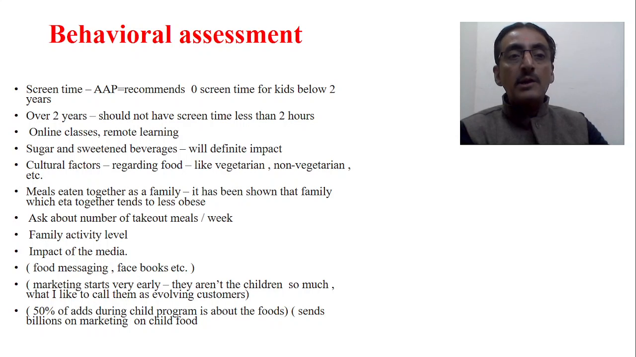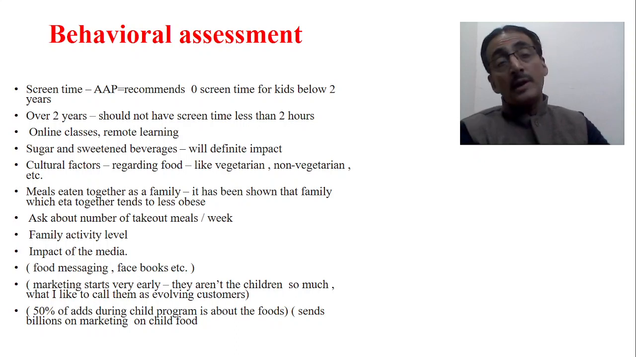Screen time should be zero. And the American Academy of Pediatrics says that after 2 years, the screen time should not be more than 2 hours. That means it should be less than 2 hours. Even after 2 years, till school going age and even the school age, for any person, the screen time should not be more than 2 hours. It may be even for adults.